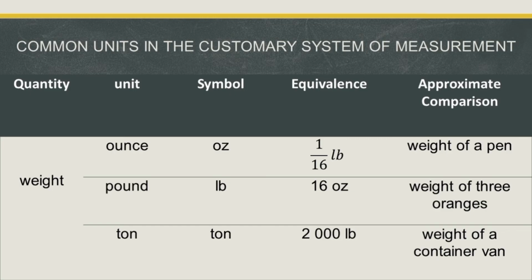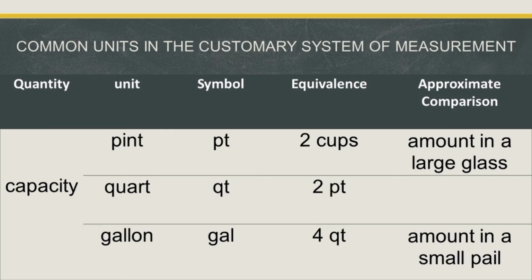Next, we have the ton, which is the last under weight. We have the symbol of ton, same as its unit name. The equivalence is 2,000 pounds. The approximate comparison is the weight of a container van. Then the last under quantity, we have capacity with its units pint, quart, and gallon.